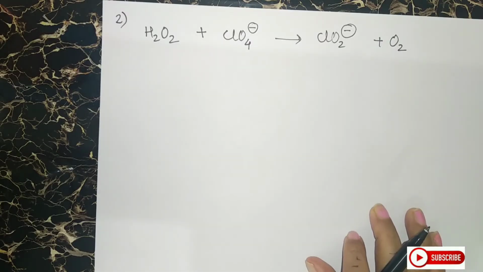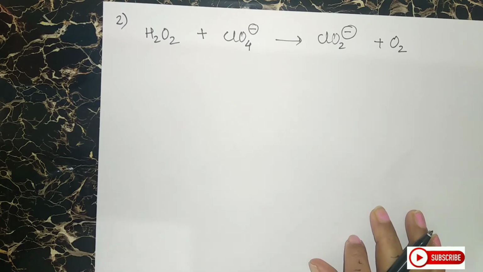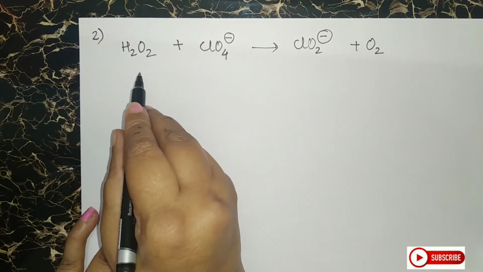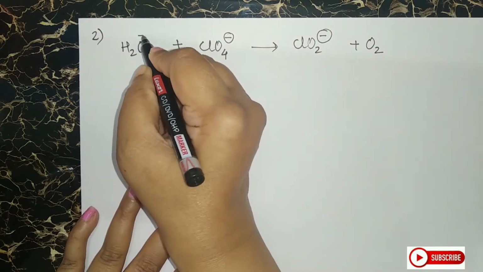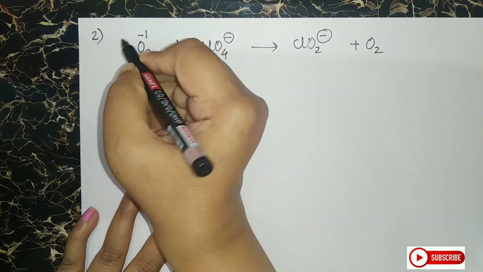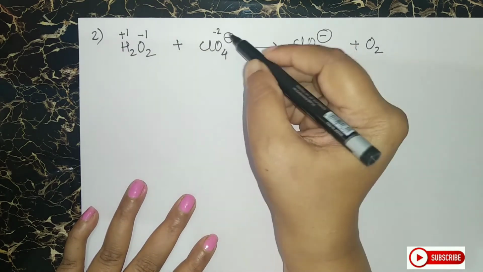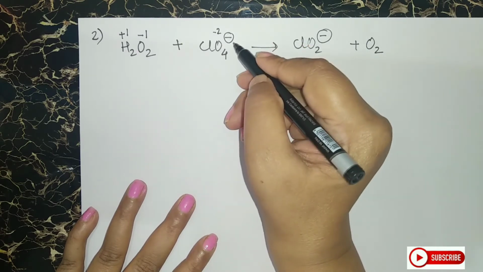So the next equation is this. Let us now first assign the oxidation number to all the species. So students, if you see this, this is a peroxide and therefore oxygen here must be in its -1 oxidation state. Hydrogen is +1. Oxygen -2. In the molecule -8. Residue charge -1.